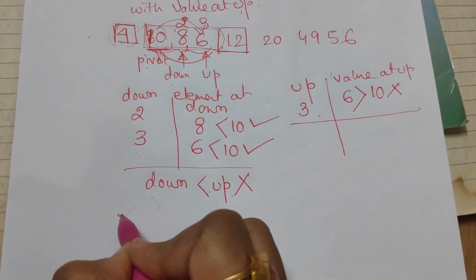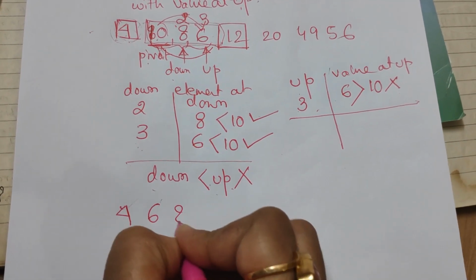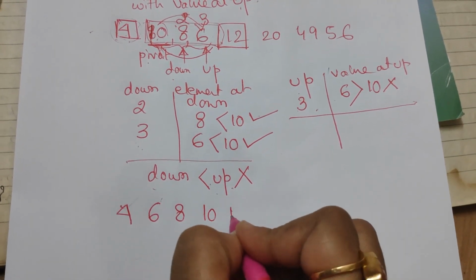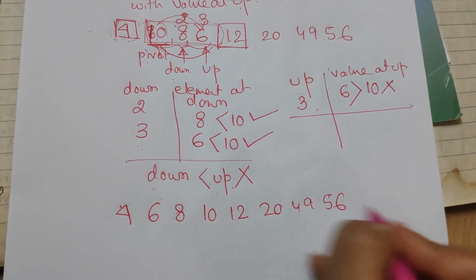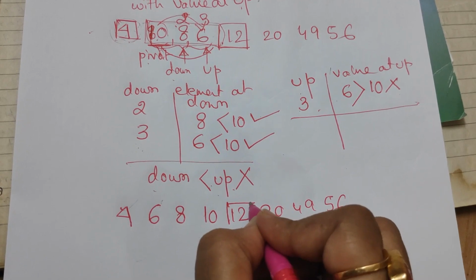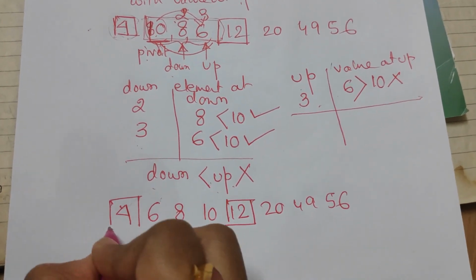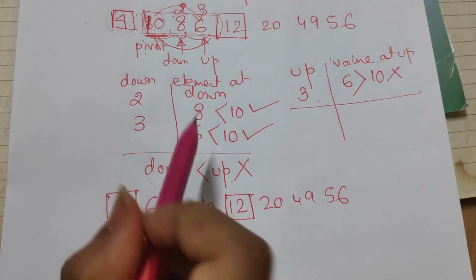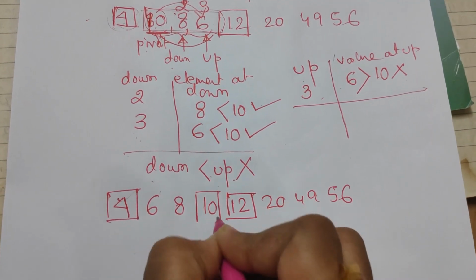So what do we get? We get 4, 6, 8, 10, 12, 20, 49, 56. This side of the list has not been touched yet. So 12 has already got its position. 4 has already got its position. Right at this moment, 10 was its pivot. So 10 has also got its position.